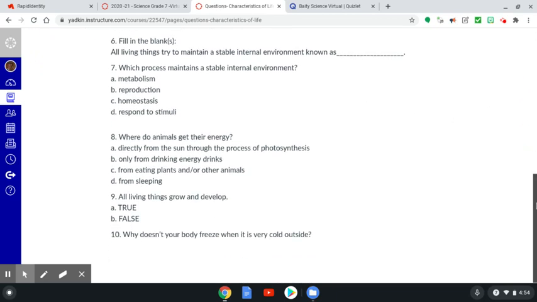Number 8. Where do animals get their energy? And that would be from eating plants and or other animals. All living things grow and develop. That is true. Why doesn't your body freeze when it's very cold outside?